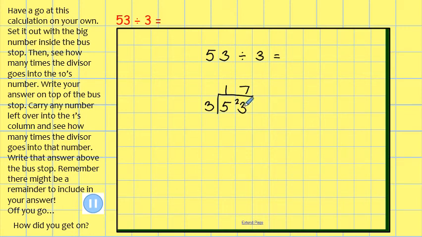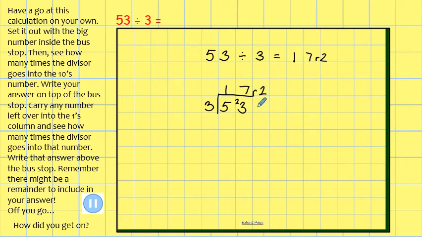What's my remainder? How many have I got left over? Yep, you've got it. Remainder 2. So completing my calculation, 17, remainder 2.